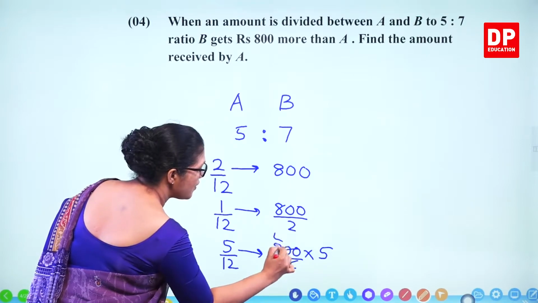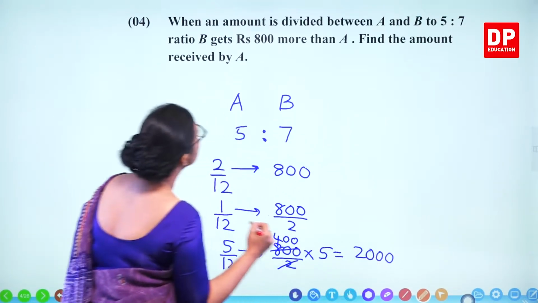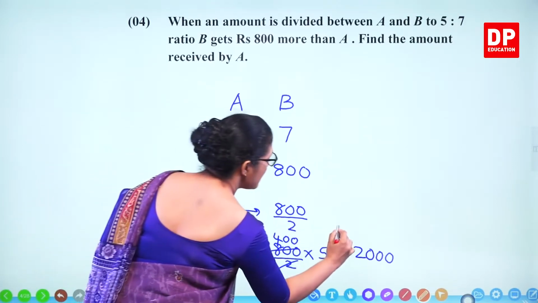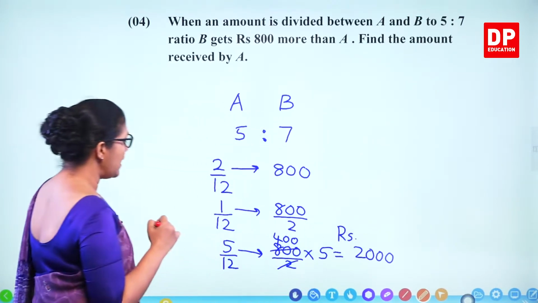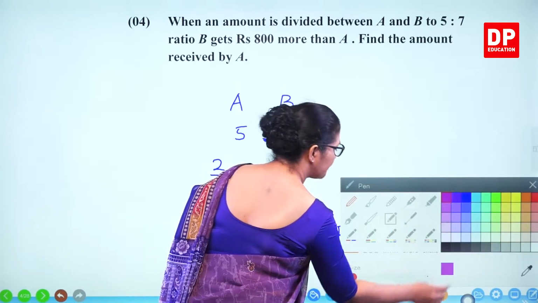This is 400 times 5, 2000 rupees is the amount received by A. So 2 marks for that.